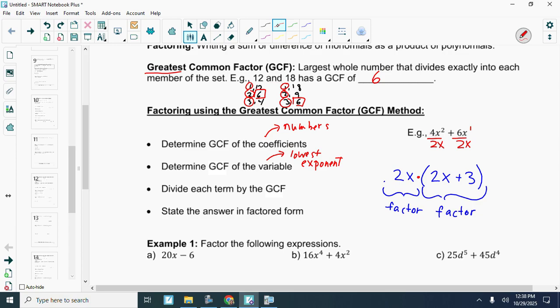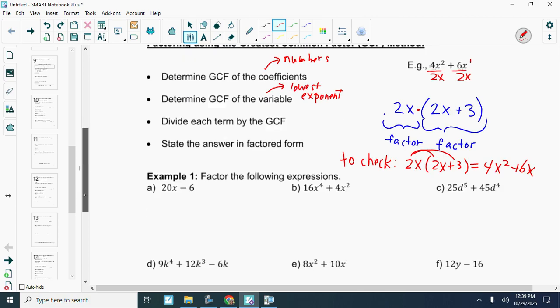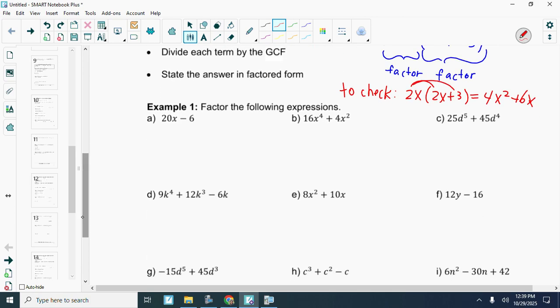Now, if you're not sure if you got the factors right, what could you do? How could you check? Yeah, you could work your way backwards, absolutely. If you wanted to double check, all you'd have to do is distribute through the brackets. So you could just remind yourself here to check. You go through the brackets and you end up with 4x squared plus 6x, which is your original question. And then that way you know that your factors are correct. So this is kind of what we talked about. This is what we worked on.